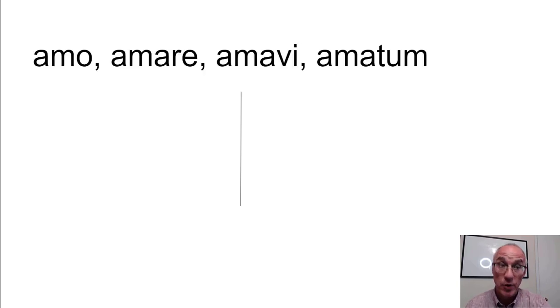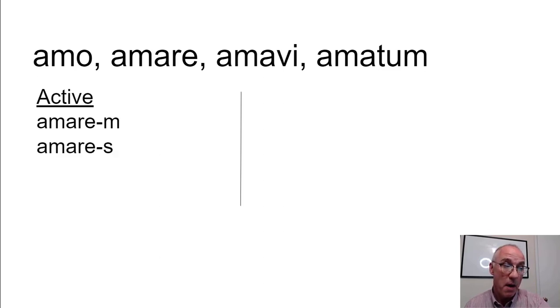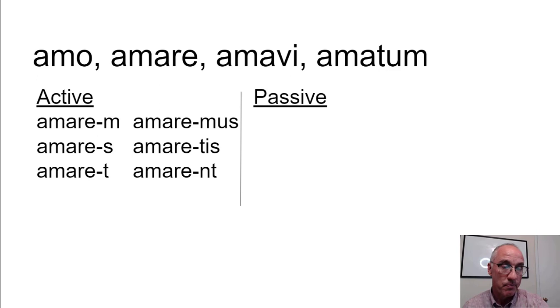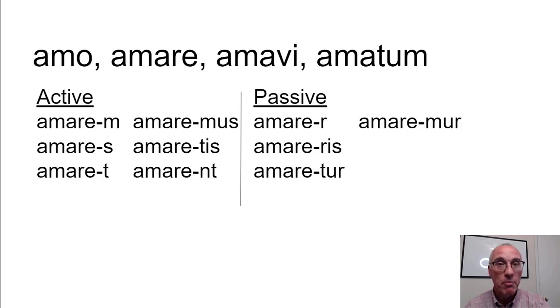Let's take a look at these for each conjugation. Amo, amare, amavi, amatum. For the active voice, you are just going to put amarem, amares, amaret. I've put the dash in between so you can see it truly is your personal ending right on that second principal part. You would not write it with a dash; I've only used it here for this one example. Amaremus, amaretis, amarent. And in the passive voice, amarer, amareris, amaretur, amaremur, amaremini, amarentur.